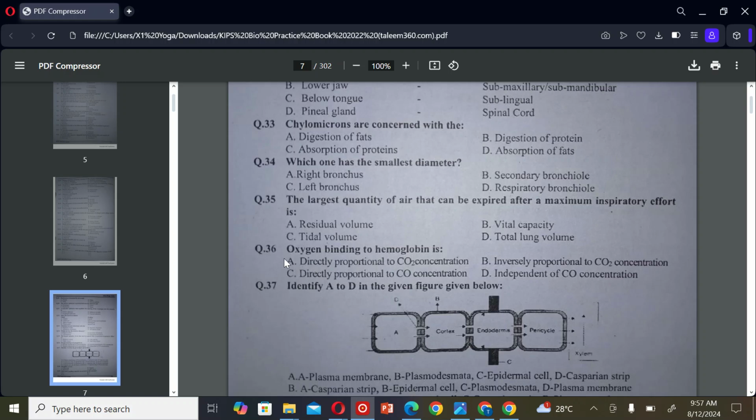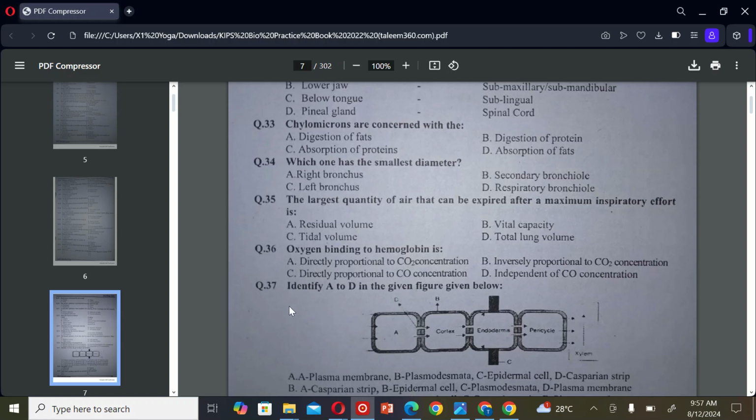Vital capacity. The next MCQ is: oxygen binding to hemoglobin is A. Directly proportional to CO2 concentration, B. Inversely proportional to CO2 concentration, C. Directly proportional to CO concentration, and D. Independent of CO concentration. So the correct option is B. Inversely proportional to the CO2 concentration.